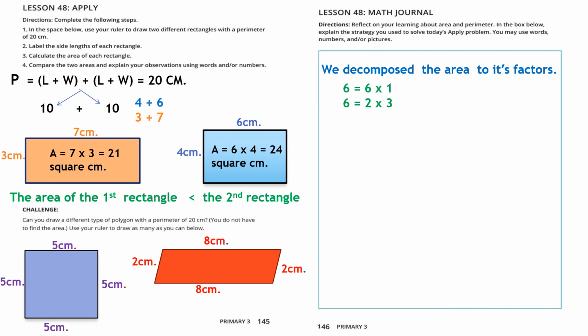Okay, and in the example of perimeters, we used the double strategy to find the components of 10, right? We used components of 10. We said 10 equals 4 plus 6 and 3 plus 7, right? Okay, and we use the double strategy here in the square below. 5 plus 5 plus 5 plus 5.